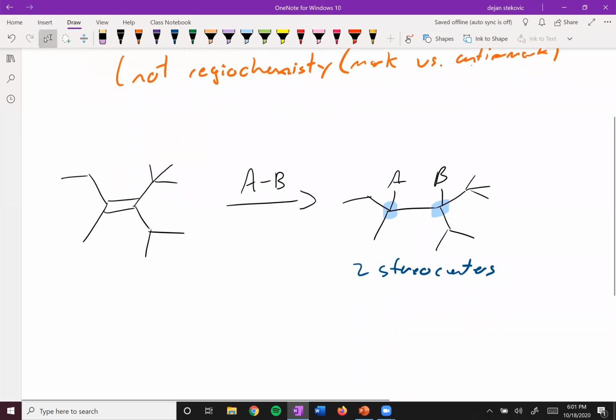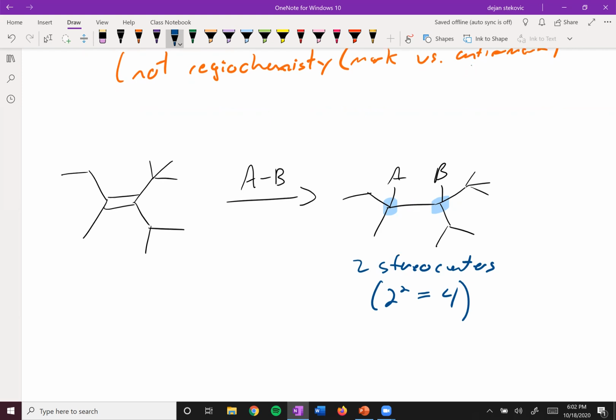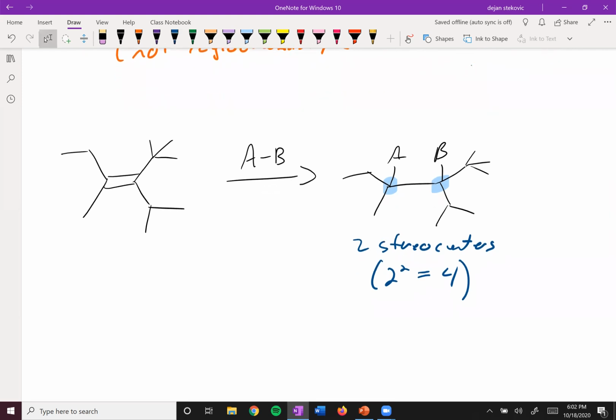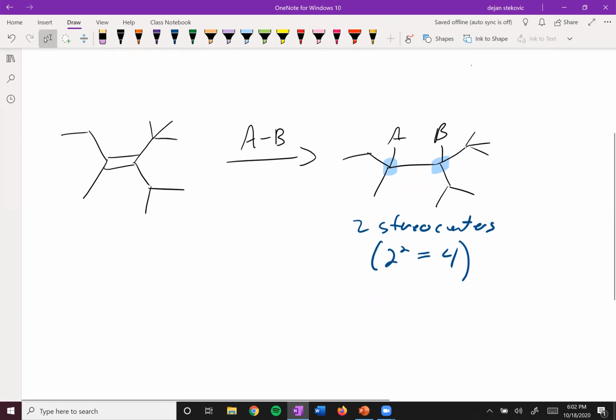And so if there's 2 stereocenters, there can be up to 4 products. Remember, we said 2 to the number of stereocenters. That's how many stereoisomers there can be. So there can be up to 4 different stereoisomers, and them being RR, SS, RS, and SR. And so there's a bunch of different reactions that we learned. Some have importance in these types of alkenes, some don't.